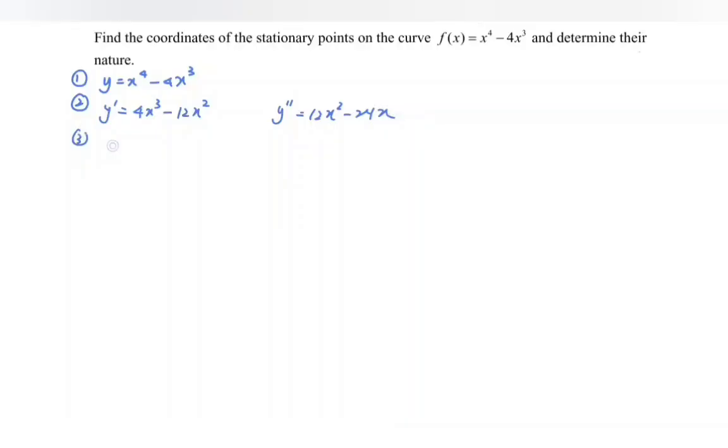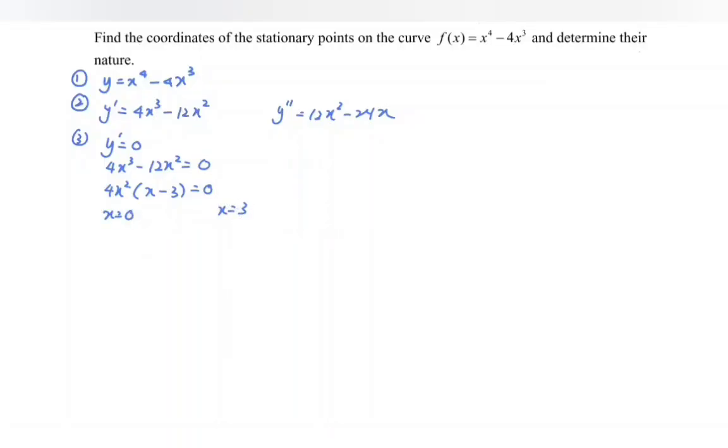Continue. The third step, we have to find the critical number. So where we have 4x cubed minus 12x squared equals 0, factor out 4x squared, bracket x minus 3, which is equal to 0. So x is equal to 0, x is equal to 3.